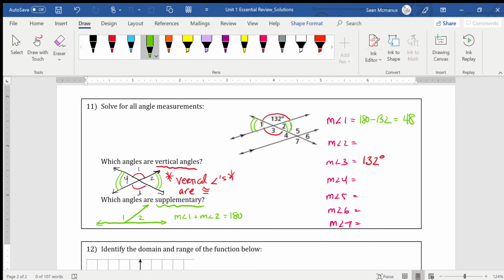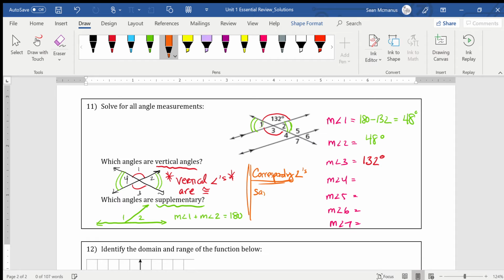And angle 2 is vertical, so it's the same. It's also, excuse me, not 148, 48 degrees. So I've figured out all of those on the top. Now, something that this question doesn't ask me about, but it's essential that I know, is what corresponding angles are. I could have used other angle pairs, but this is probably the easiest one.